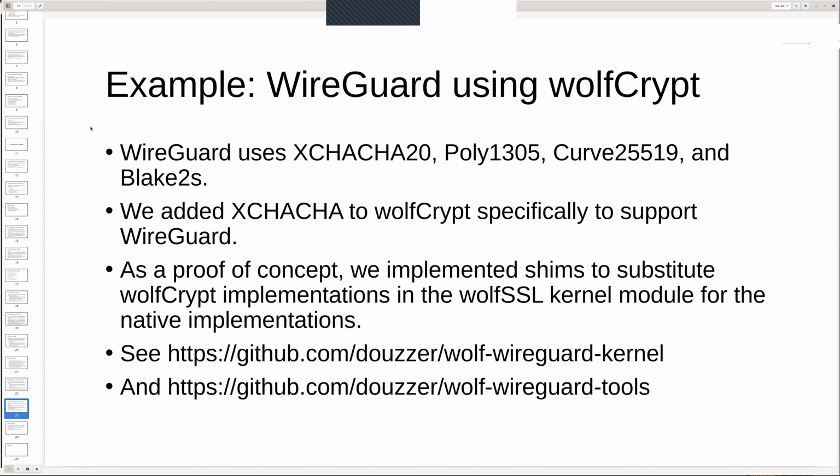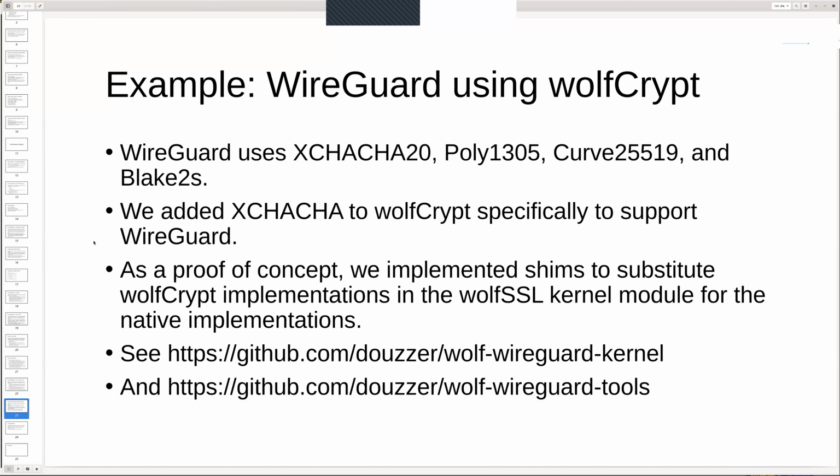We replicated all of the cryptographic logic and put a set of shims together that allow wolfcrypt to fulfill all of the cryptographic requirements. And in fact, we implemented the XChaCha symmetric cipher specifically to support WireGuard. WireGuard could be re-implemented using FIPS algorithms. It's something that we've thought about.